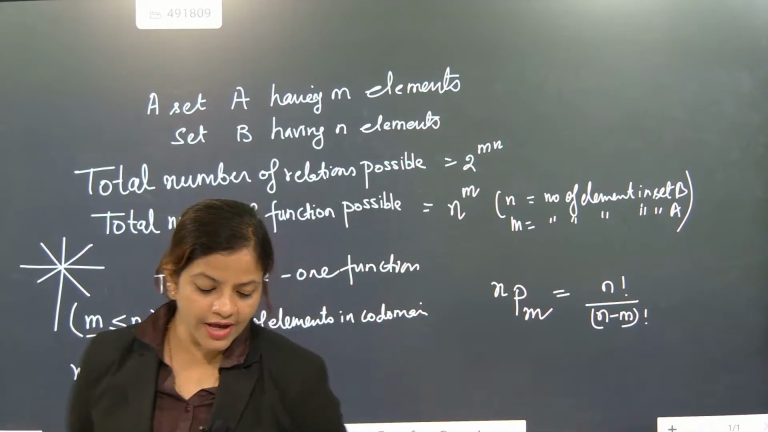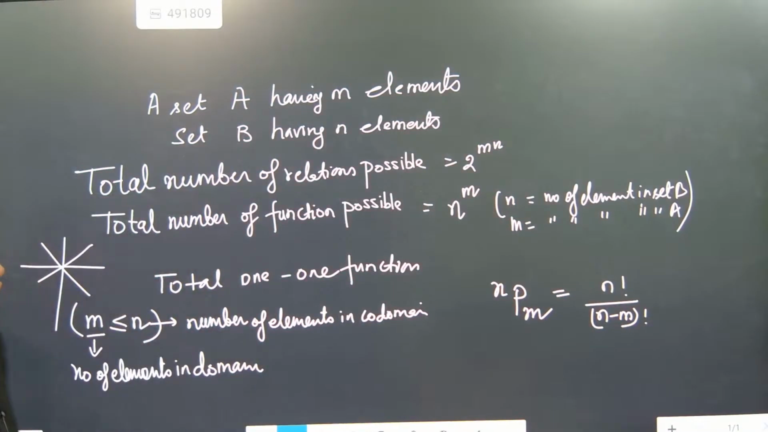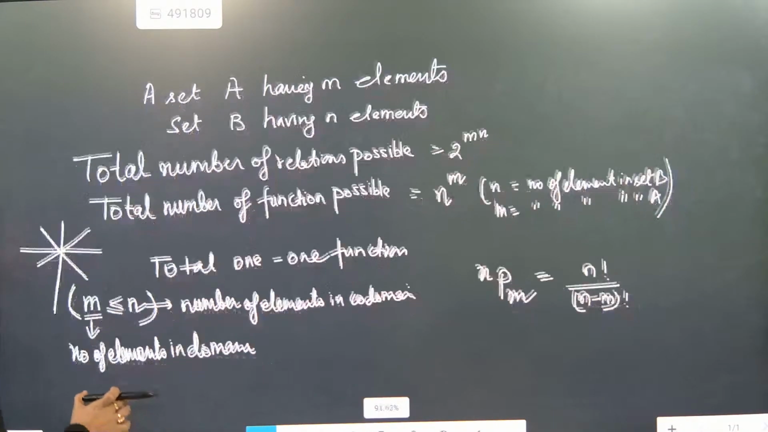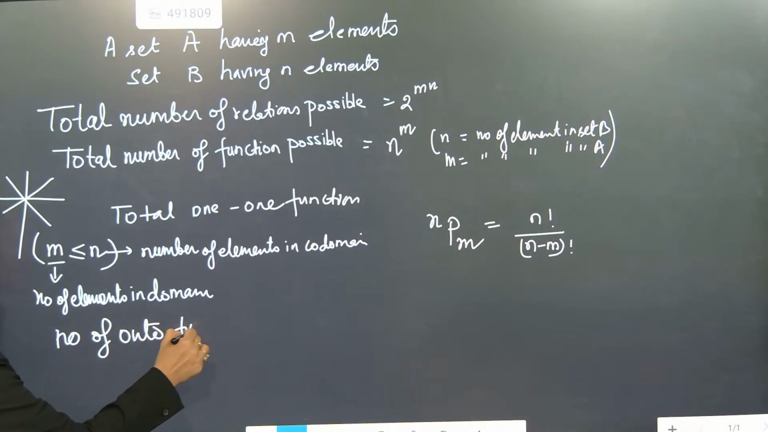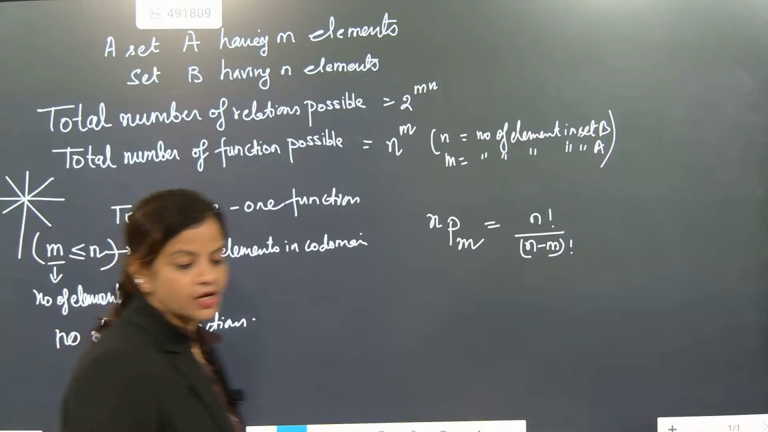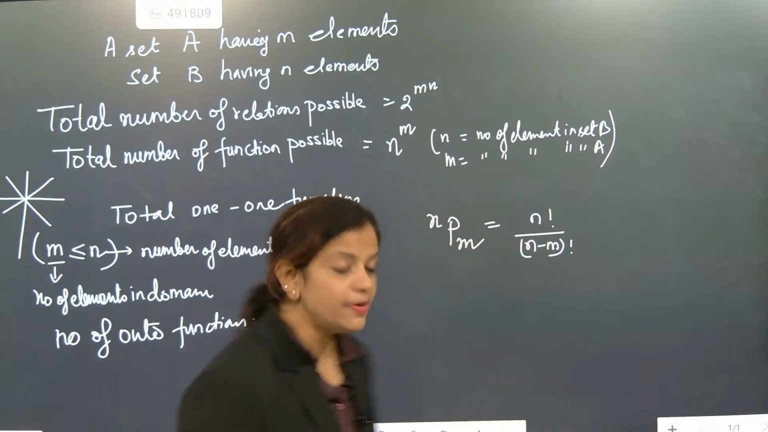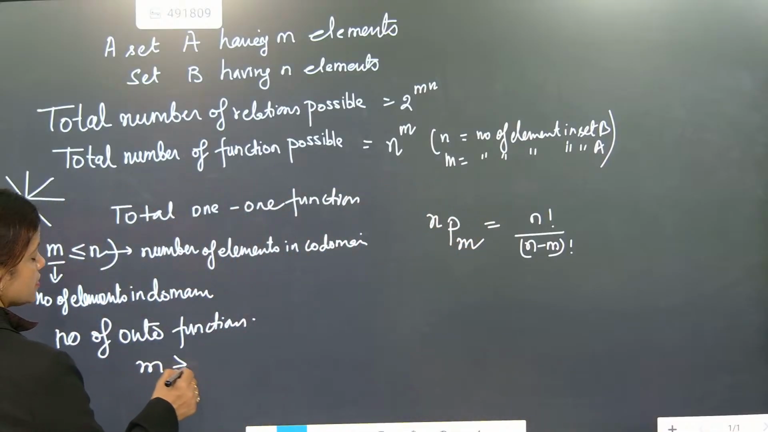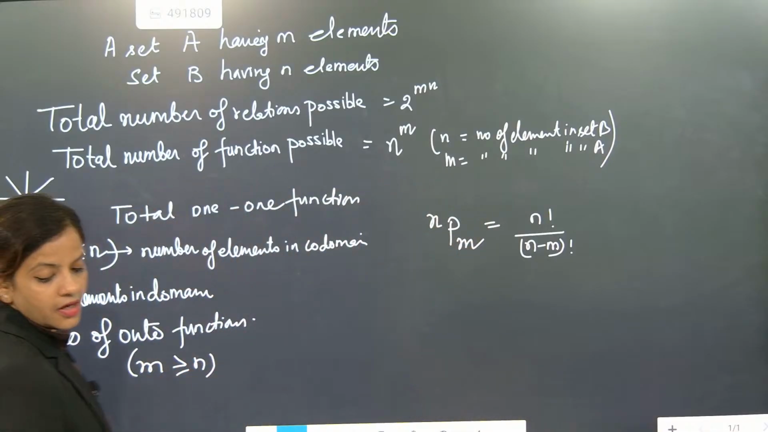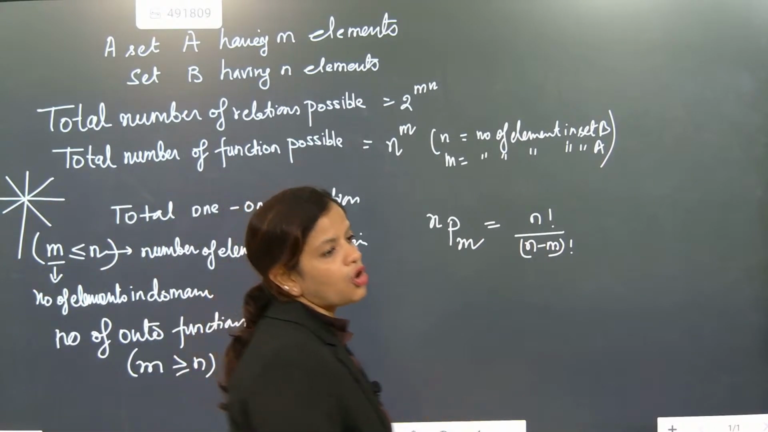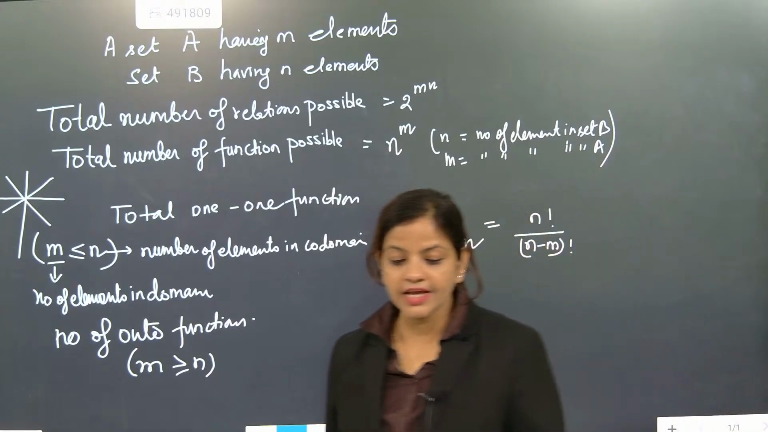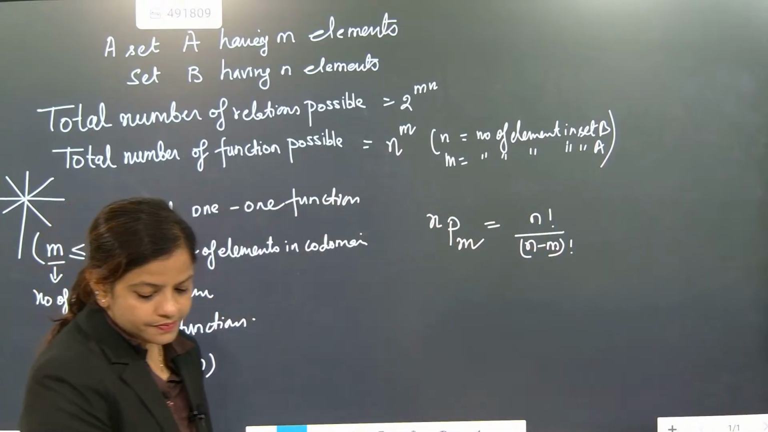Now the next part is onto functions. How many onto functions are possible? For that, the reverse condition has to hold: m should be greater than or equal to n. This is the case only for onto, not bijective.